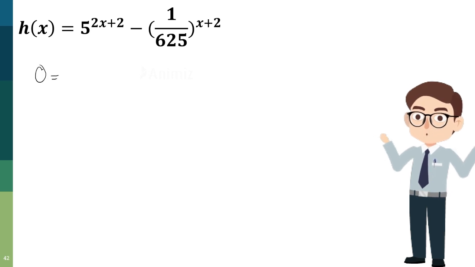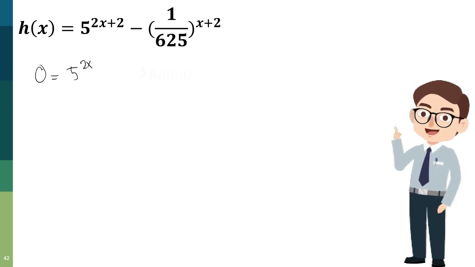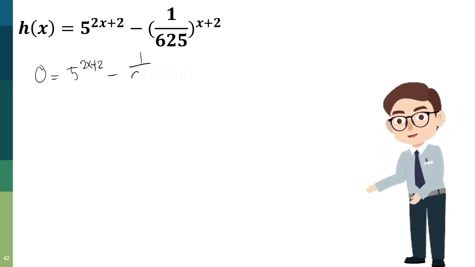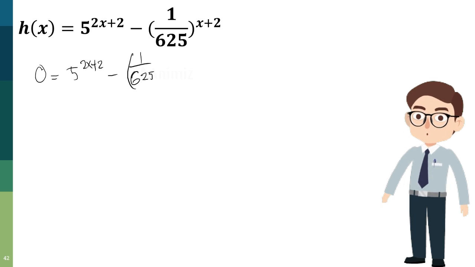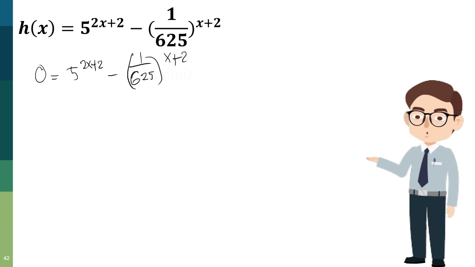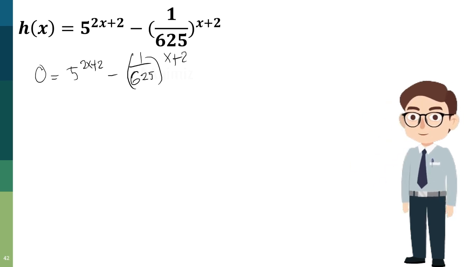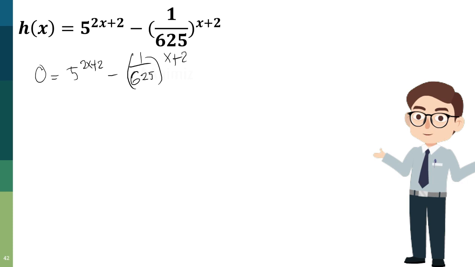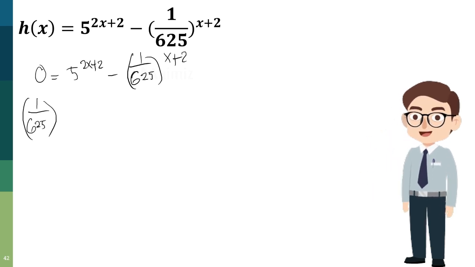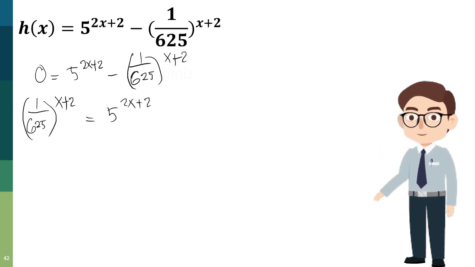That is 0 is equal to 5 raised to 2x plus 2 minus 1 all over 625 raised to x plus 2. We will transfer this term to the other side of the equation. That is 1 all over 625 raised to x plus 2 is equal to 5 raised to 2x plus 2.